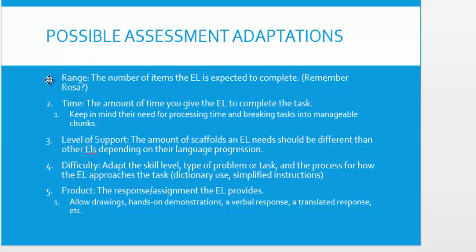Some ways that you could modify assessment for your ELLs is the range. So looking at the number of items that the ELL is expected to complete. So if it's a math class and you're having them do 1 through 26, perhaps she could do the odds or the evens. So make sure that they are still doing all the problems they need to meet the objectives, but just maybe not as much repetition because things may take them longer than other students. Also, the time that you give them to complete the task. So they may need more time to process and break down tasks into manageable chunks.